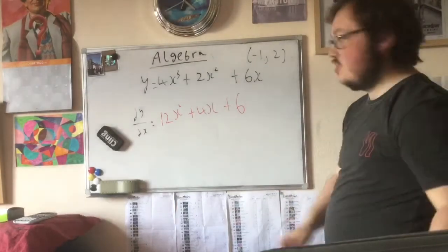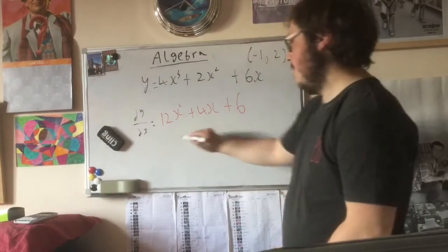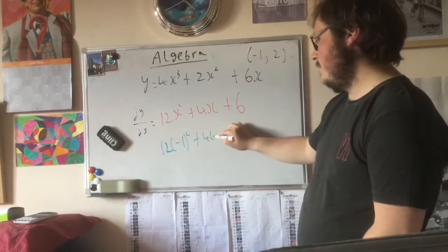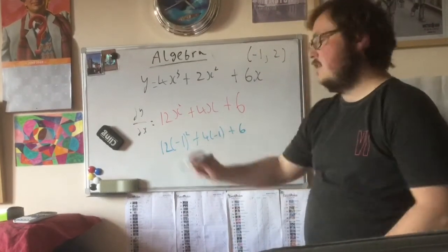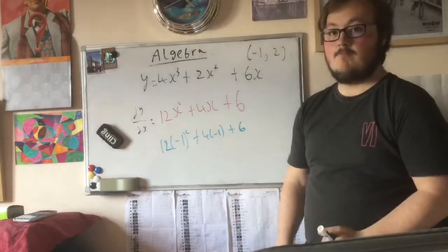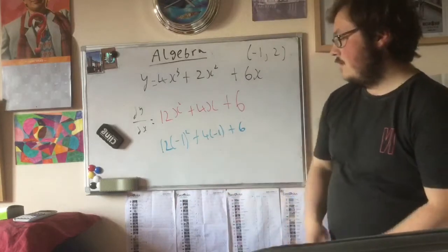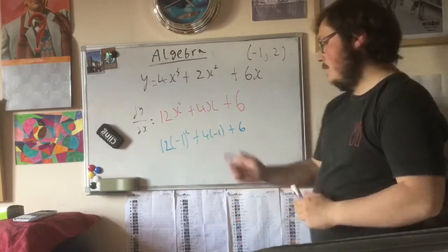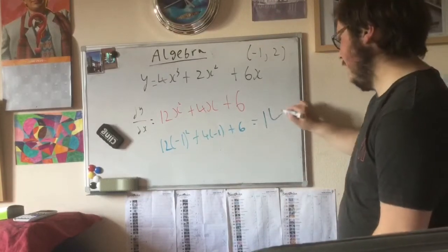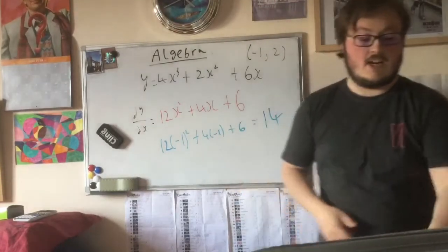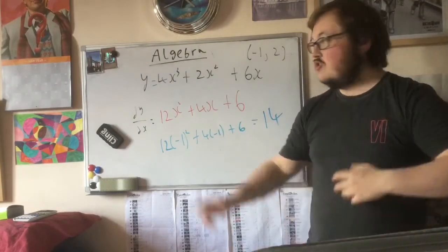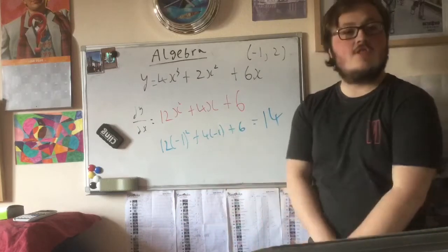Now we can substitute our negative 1 in there. So we do 12 times negative 1 squared plus 4 times negative 1 plus our 6. Negative 1 squared is just 1, so 12 times 1 is, well, 12. 4 times negative 1 is negative 4, plus 6. So when that's all tidied up, that becomes 14. So the gradient of this equation is 14. It's pretty simple when you think about it. You just need to remember to differentiate it and just substitute the x value in.